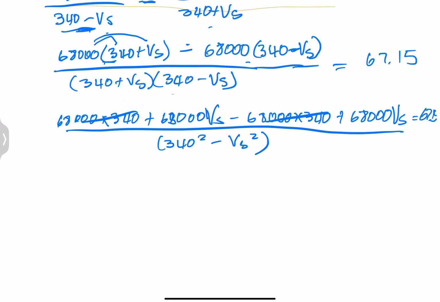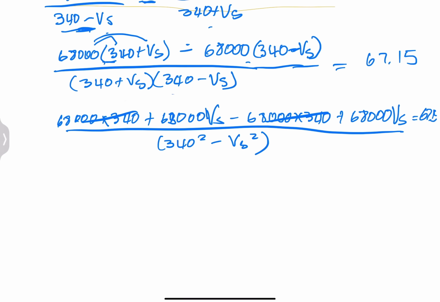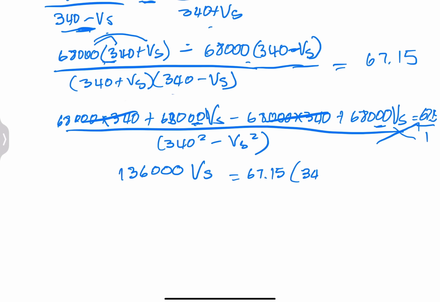So that's 68,000 plus another 68,000 Vs. Let me say times 2. So that would be that 68,000 there plus that 68,000, which gives us 136,000 Vs. Okay, and now remember, this is over 1, so I can cross multiply, right? So this is equal to 67.15 into 340 squared minus Vs squared.